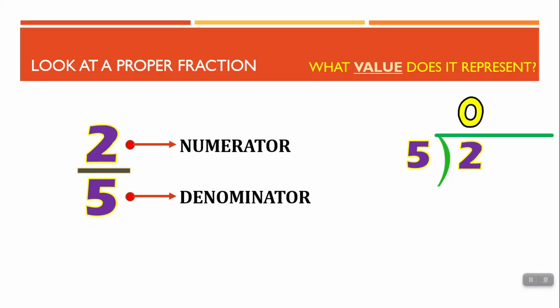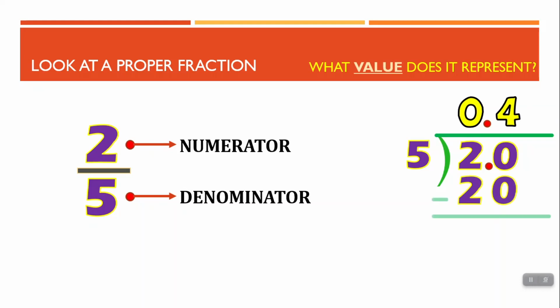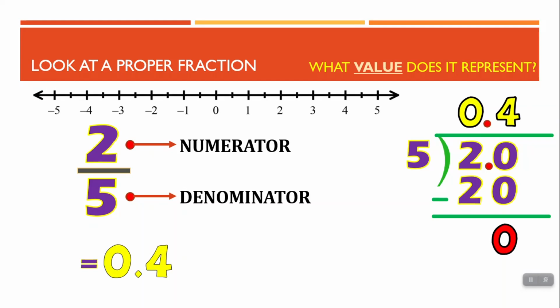At this point, because we don't have any digits left, we have to put a decimal point and add a 0 as a placeholder. Now we can see what looks like 5 into 20. And we know 5 into 20, or 20 divided by 5, is 4. 4 times 5 is 20. When we subtract, we get 0. Therefore, 2 over 5 is equivalent to 0.4.